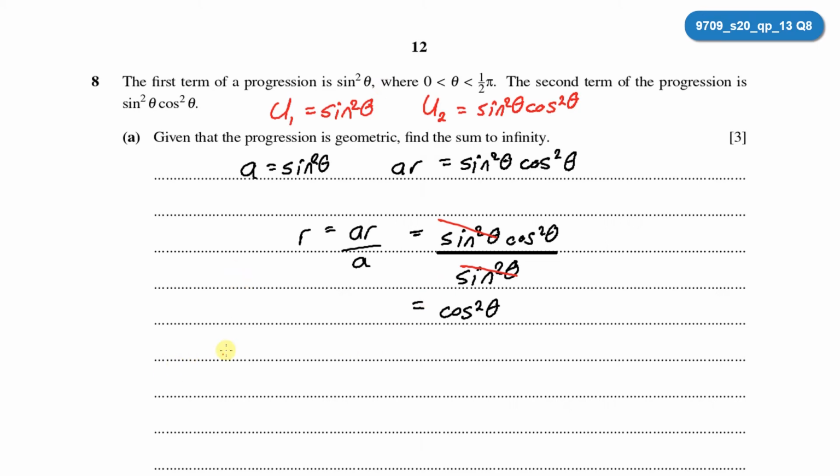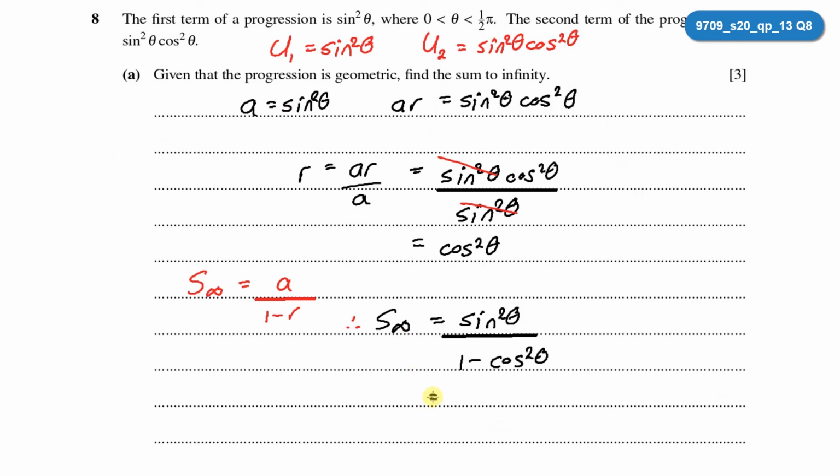So now that we have the common ratio, we can now apply the formula for sum to infinity. So we know that the sum to infinity of a geometric progression can be worked out with the formula a over 1 minus r, which therefore means that the sum to infinity in this case will be a, which is sine squared theta, divided by 1 minus r, which is 1 minus cos squared theta.